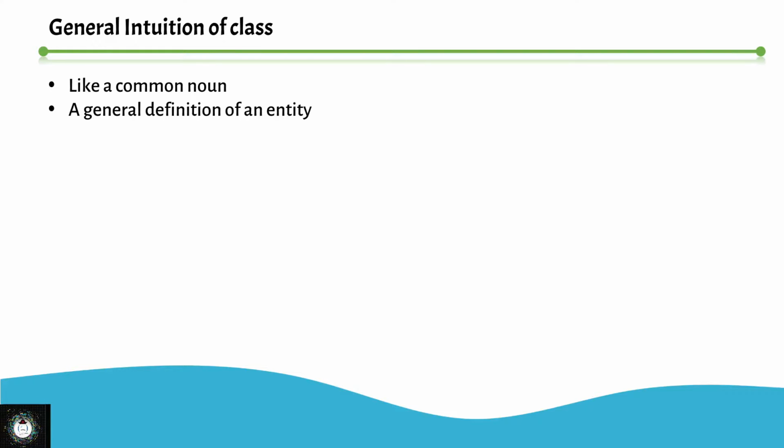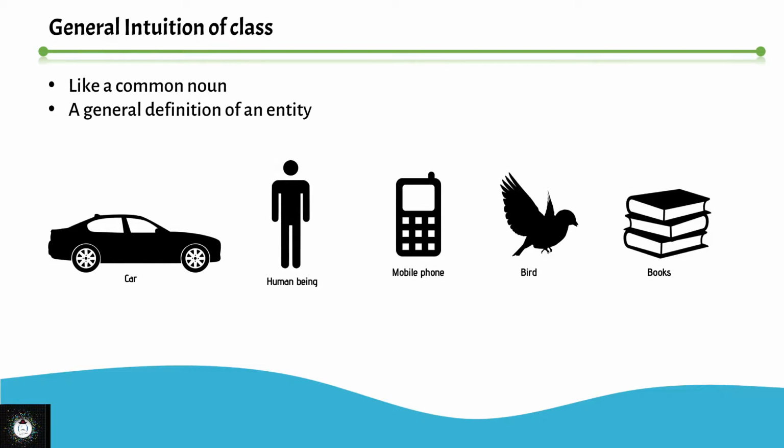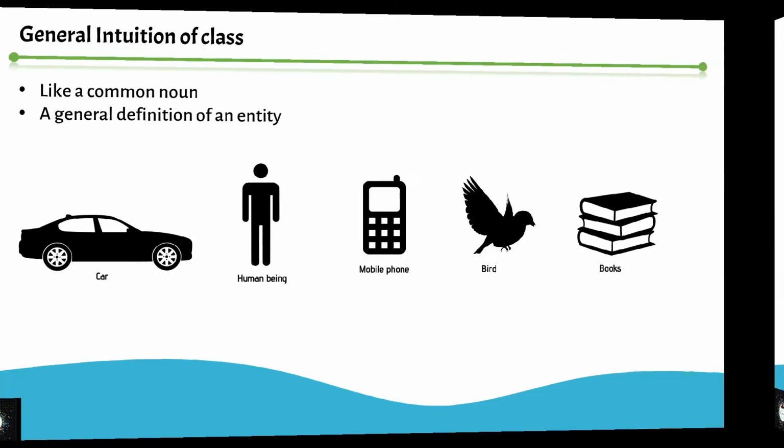It's a general definition of an entity, where entity just means the object, right? The real world entities we can represent using a class. So the car, the human being, a mobile phone, a bird, a book. When I just talk about a mobile phone, it's uncertain. I'm not talking about a specific mobile phone. I'm simply talking about a mobile phone that includes the properties of different mobile phones. Similar to bird, books, right? It's not the particular, it's a common noun. So that's what a general understanding of class can be.